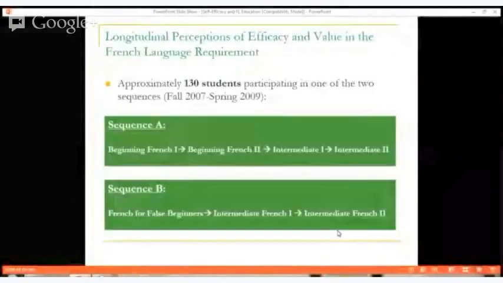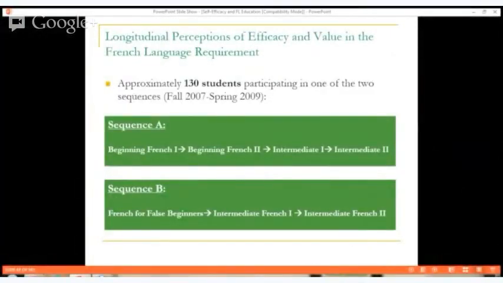I had one sequence that was just beginning French 1 through intermediate French 2. I had another sequence that was French for False Beginners. This was an interesting course that I took on when I was there. French for False Beginners is a course with a very wide variety of different types of students.